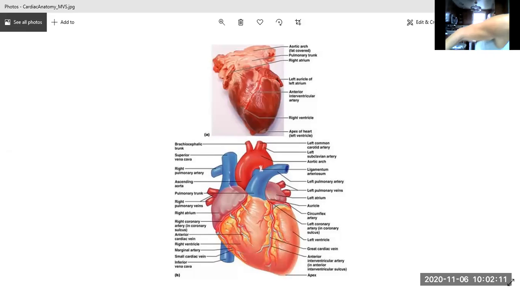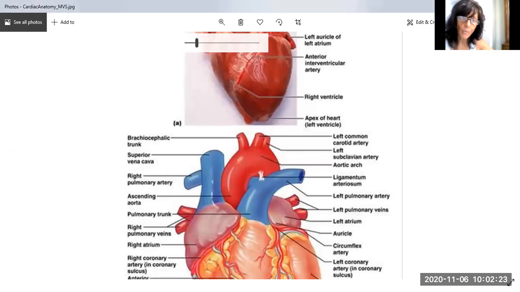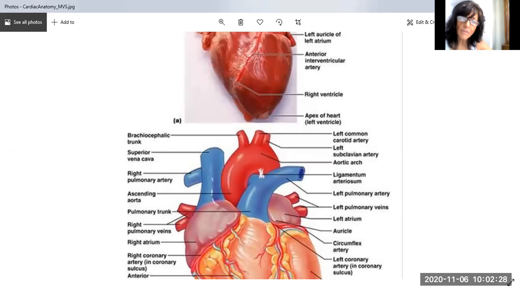And what we see here when we look at the outside of the heart, we see, let me move this picture up a little bit, okay, if I can. I'm actually going to make it a little bit bigger. There we go. So let's move it up.